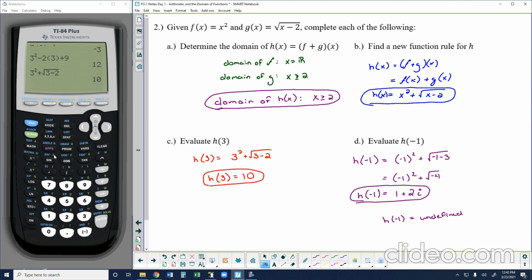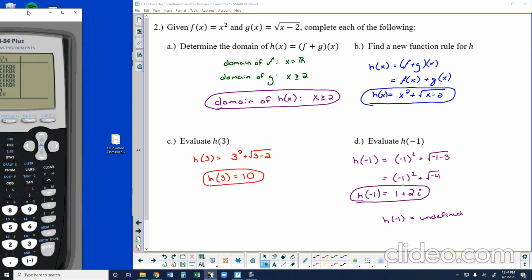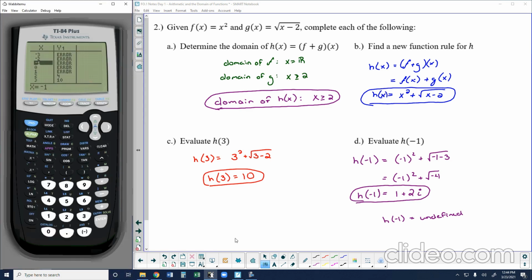So if we were worried about just the input value to the output value, it would be an imaginary unit. But if we were focused more on the graph, and you can see it here on the calculator, you have an undefined value there at -1, or a value that does not exist. So depending on how the problem is approached, you could have a couple different answers for the evaluation there.